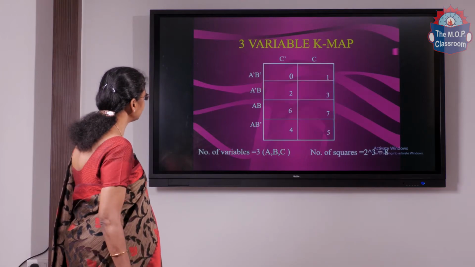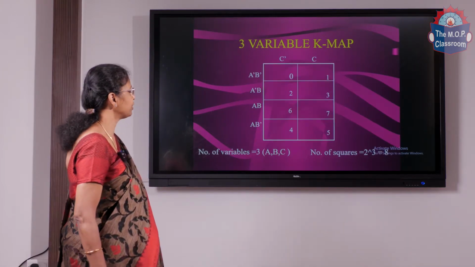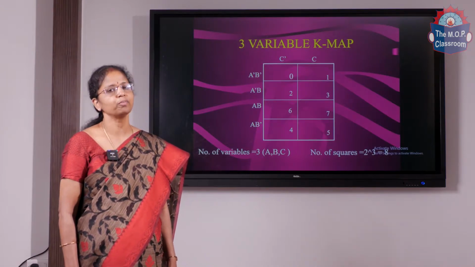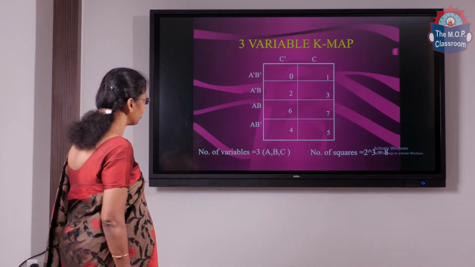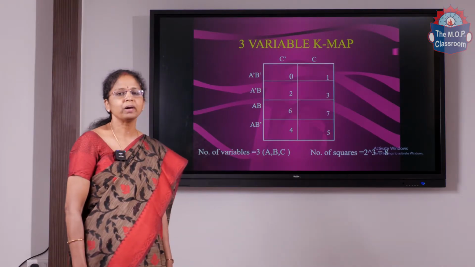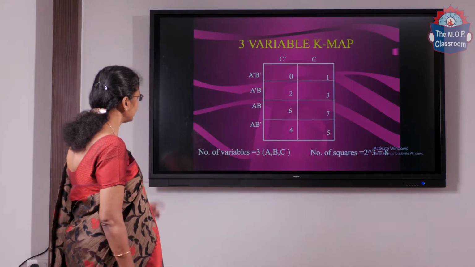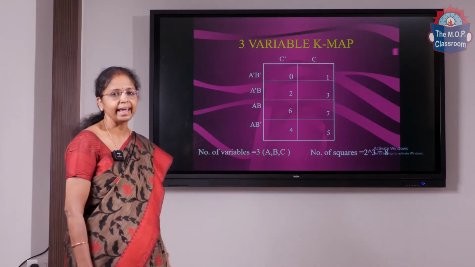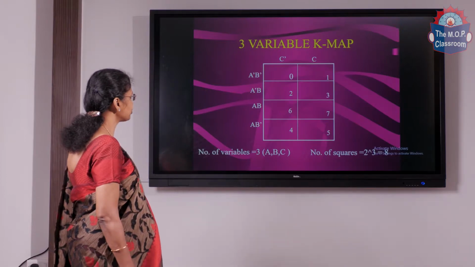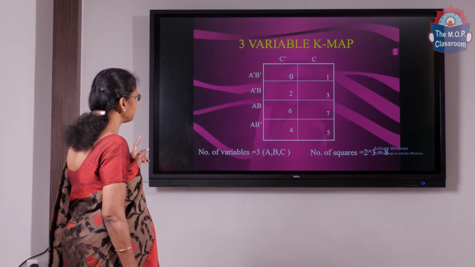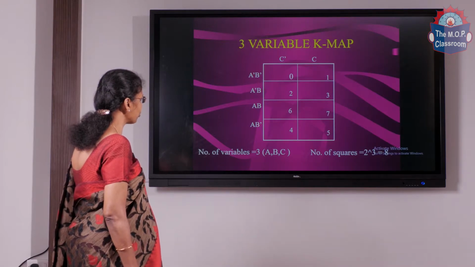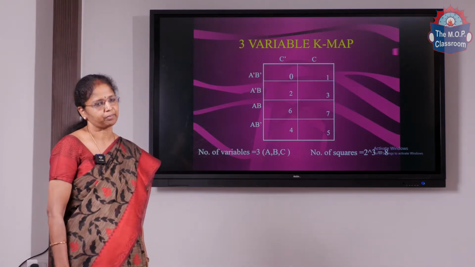Next, we will move on to the 3 variable K-map. We will be using 3 variables A, B and C in complemented and uncomplemented form. Again here, how many squares do we have? 2 power 3, we have 8 squares. Here the row variables are A and B, and the column variable is C. The first row is represented by A prime B prime, then the second row A prime B, the third row AB, and the fourth row AB prime.